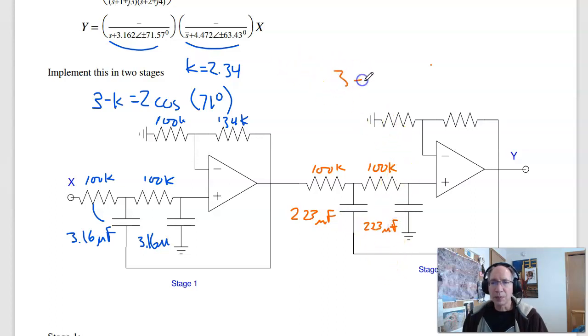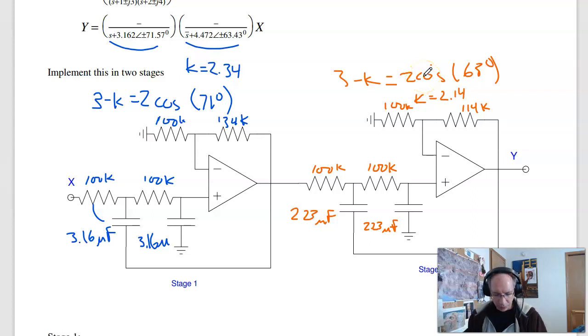Let's see, 3 minus k is 2 cosine of 63 degrees. So 63.43, cosine, 2 times, 3 minus 2.14. So make this 100k. This is 114k. When I'm done, the total gain is 2.34 times 2.14. So the total DC gain is 5.00.